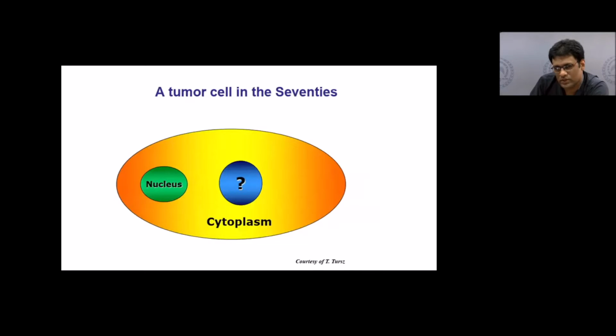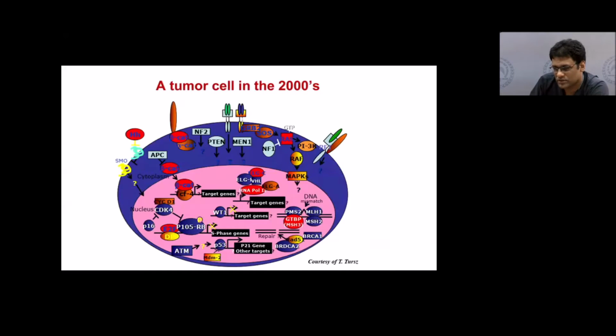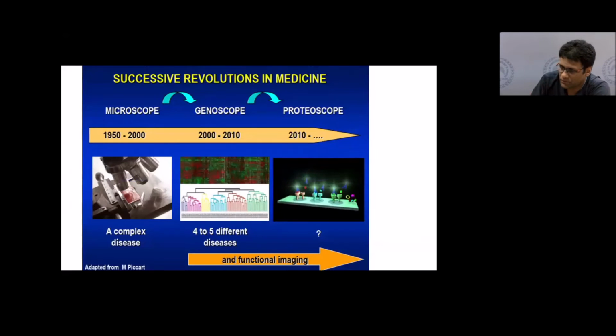This is what a tumor cell looked like in the 70s according to our understanding, and this is what a tumor cell looks like after the 2000s. As you can see, there have been so many advances in the understanding of how malignancies work and what the different targets and pathways involved in cancer are. We've also had successful revolutions in understanding how complex tumors are, not just in their gene expression, but even the silencing and the way the proteomics work.